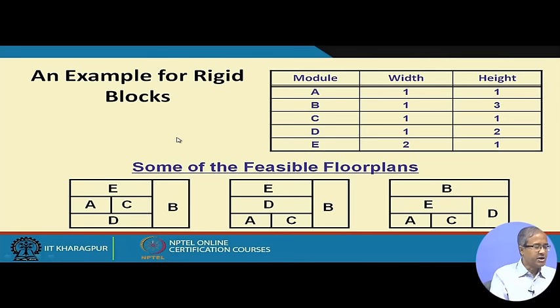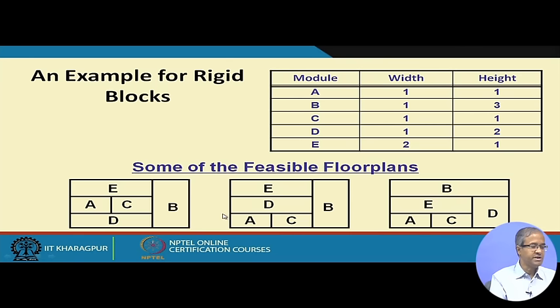So, let us take one example floor planning problem. We consider that there are 5 modules, width and heights are given. So, these are all fixed modules, none of them are flexible. So, A is a square module 1 by 1, B is 1 by 3, C is 1 by 1, D is 1 by 2 and E is 2 by 1. These are 3 possible floor plans.